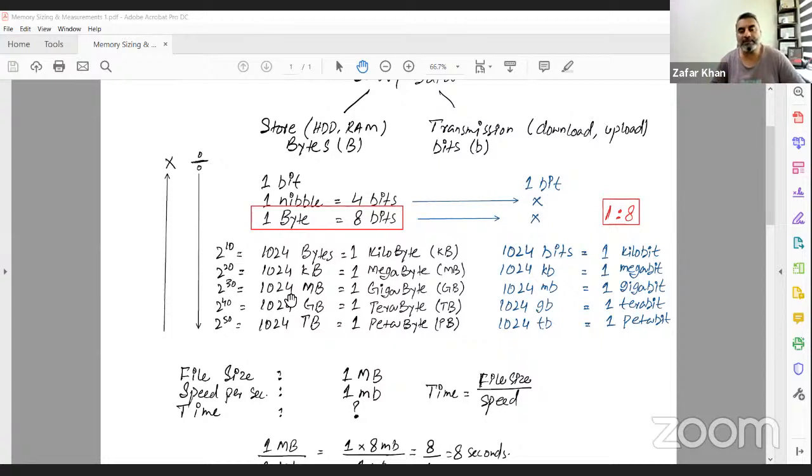Now look at the transmission side, where the data is not being held, rather it is being transferred, whether it is being uploaded, downloaded, or loaded, or whatever.